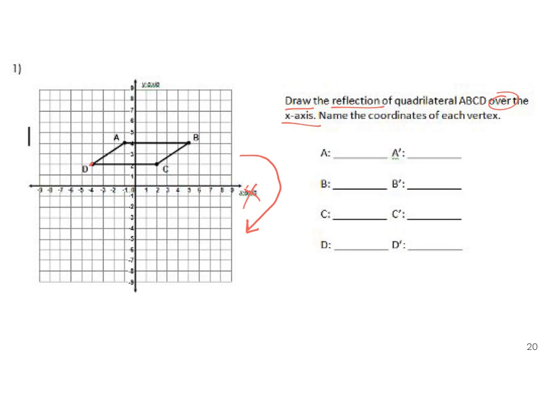So D is 2 spaces, so I go 2 down here, D prime. A is 4, so I go down 4, A prime. C is 2, B is 4.